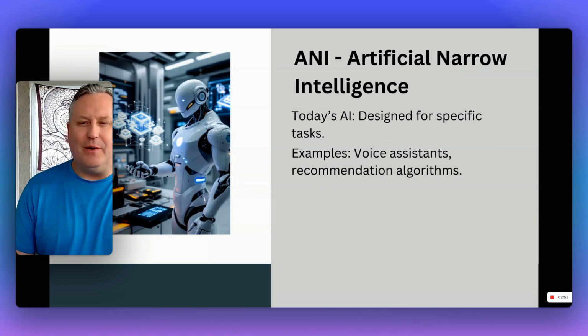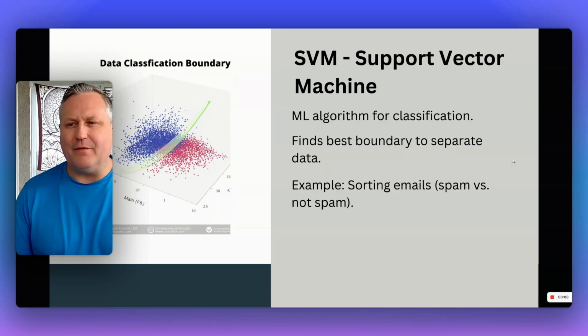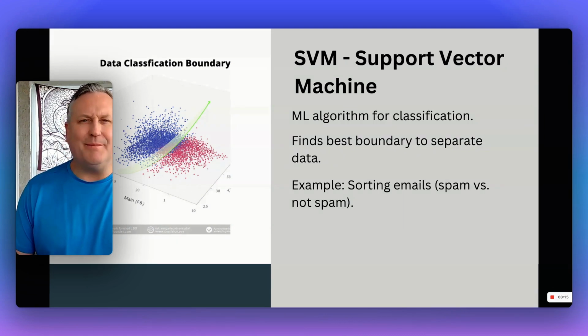ANI, artificial narrow intelligence. So this is today's AI. It's designed for specific tasks. Examples out there are voice assistants, recommendation algorithms, those kinds of things. So ANI. SVM, so support vector machine. This is a machine learning algorithm for classification, finds the best boundary to separate data sets. A little bit more technical, this one, but again, used for sorting emails, spam versus not spam is an example. So, again, really good for classification of data.